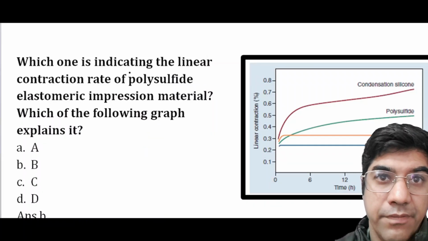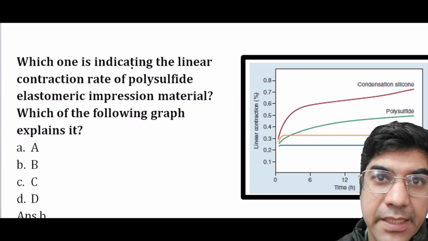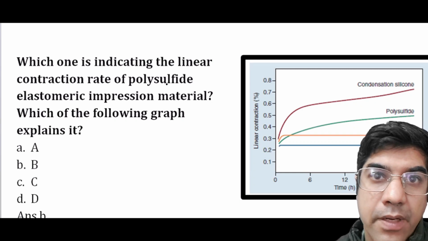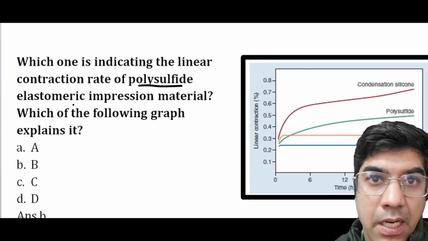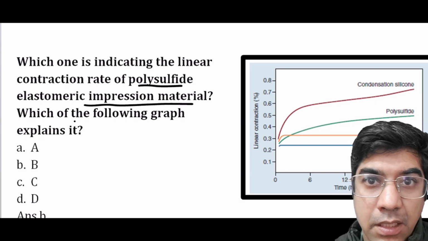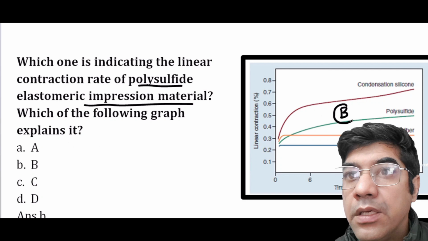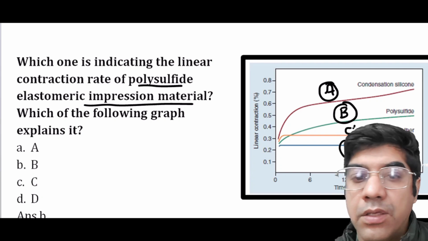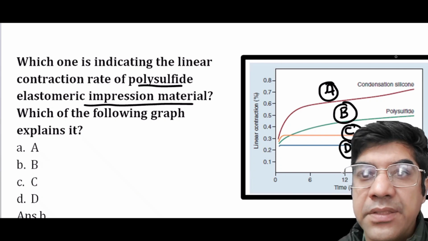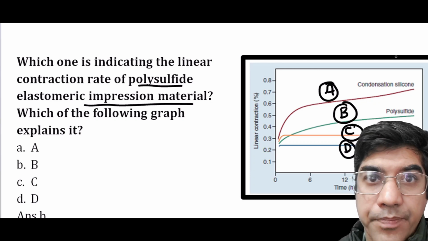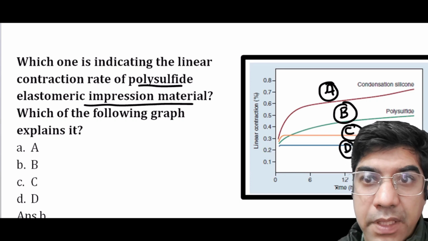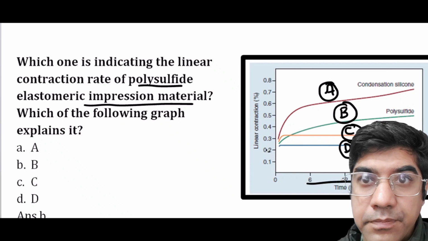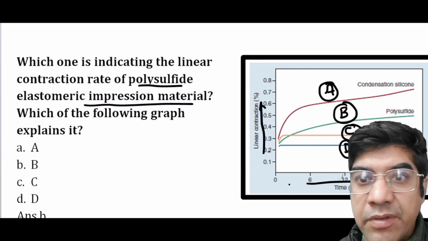So coming to the next question, which one is indicating the linear contraction rate of polysulfide elastomeric impression material? So the answer is B. This one is A, B, C and D. This figure would represent the linear contraction rate of the elastomeric impression with time. So this plot is the linear contraction and this one is the time.